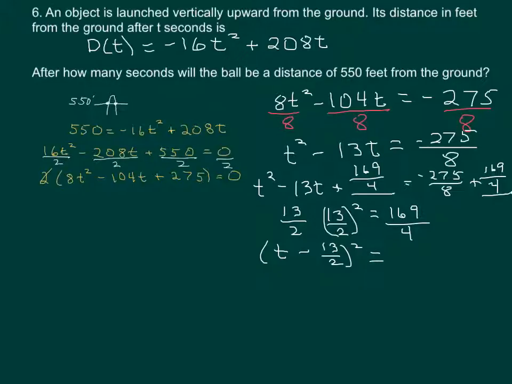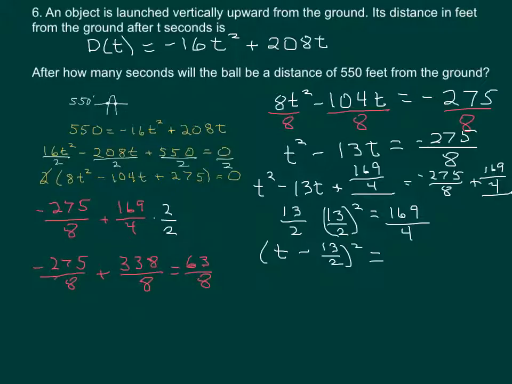Equals. Okay, let's come over to the right, and we'll work in red, and we're going to add negative 275 eighths to 169 fourths. So we need a common denominator. Let's multiply the second term by 2 over 2, and we get negative 275 over 8 plus 338 over 8. And that's going to equal 63 over 8.